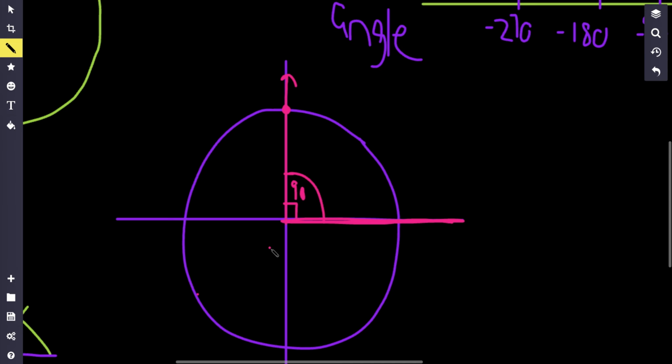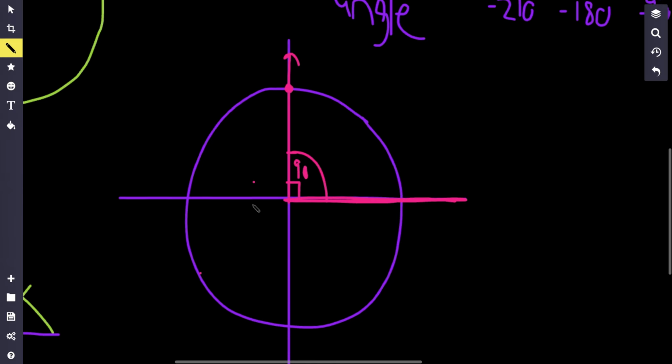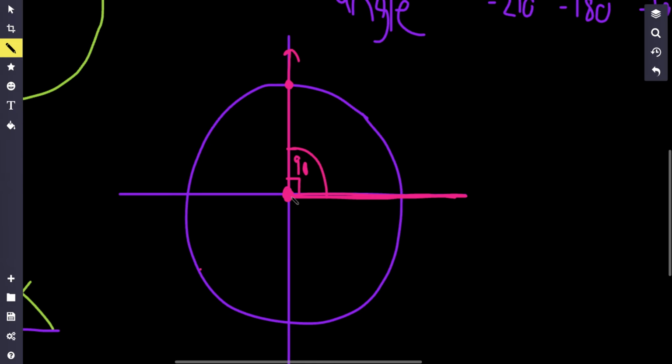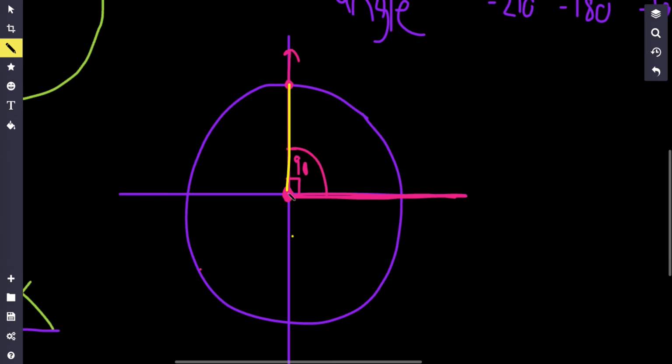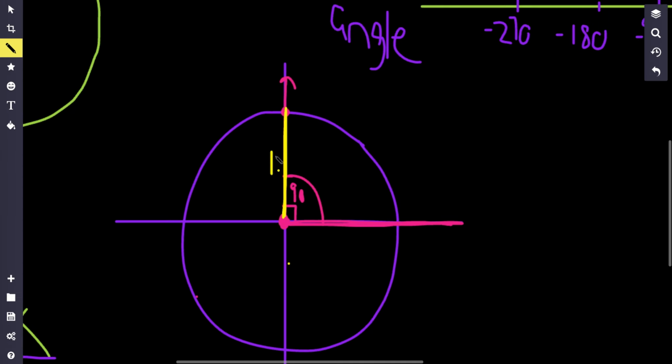Well, let's remind ourselves what the unit circle is. We said the unit circle is a circle that is centered at the origin and has a radius of 1. Now this right over here is a radius of the circle, meaning that this part right over here is 1. So that means the coordinate of this point has to be 0, 1. The x value is 0, because we only have gone 1 up.